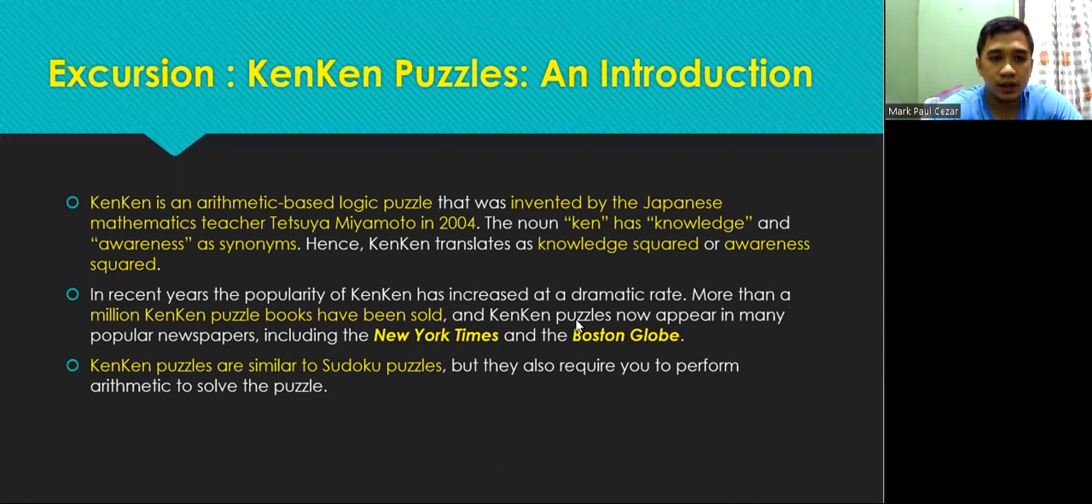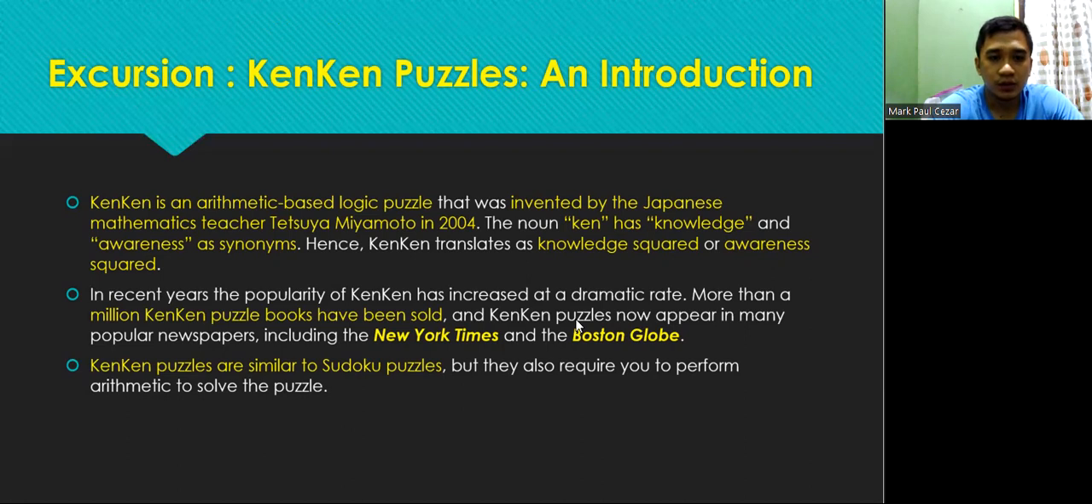More than 1 million KENKEN puzzle books have been sold, but we are saying here that KENKEN became popular, but still I don't know this kind of puzzle. It's still new for me, and that's why I tried to study it for the last week before your exam. I'm going to try to teach you this KENKEN puzzle. I've already uploaded different kinds of examples for this KENKEN puzzle, so I hope you could watch that and try to study the different exercises there.